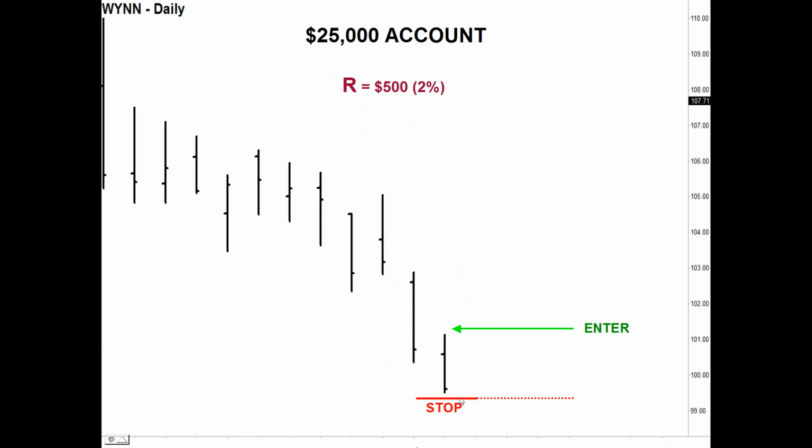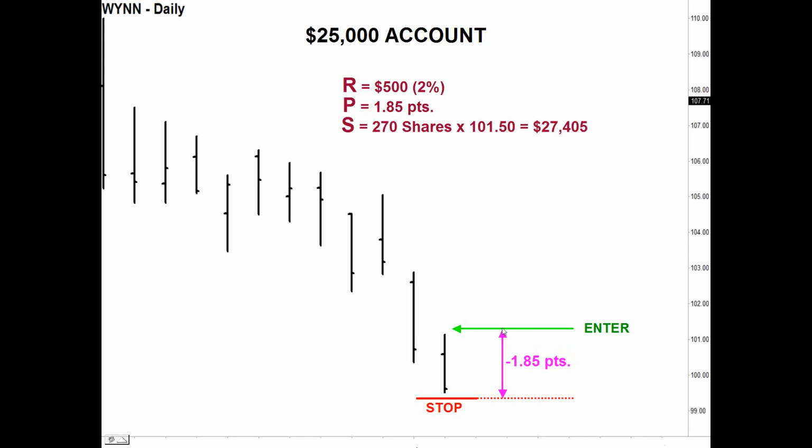Now, how many points is that? That comes out to 1.85 points. All right, so that's P. P equals 1.85. So the formula is you divide your 2% risk dollar amount, 500, by 1.85. So your size equals 270 shares. So you could purchase 270 shares to buy Wynn right here.